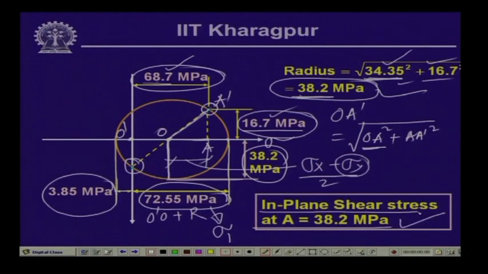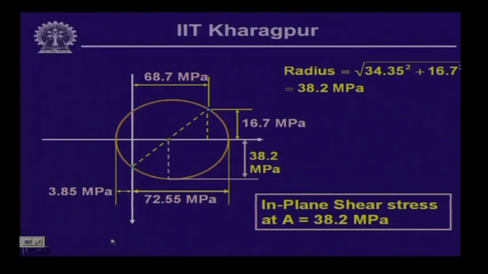As you can see, this particular normal stress being positive is tensile in nature. So, the maximum value of the tensile stress that you have is 72.55 MPa, which is the maximum principal stress. You have the other principal stress, 3.85 MPa, which is the minimum value of the principal stress, and then you have the maximum value of the in plane shearing stress, which is 38.2 MPa, which is the radius of the Mohr circle. So, once we know the individual stresses, we can compute the resulting stress using this Mohr circle.